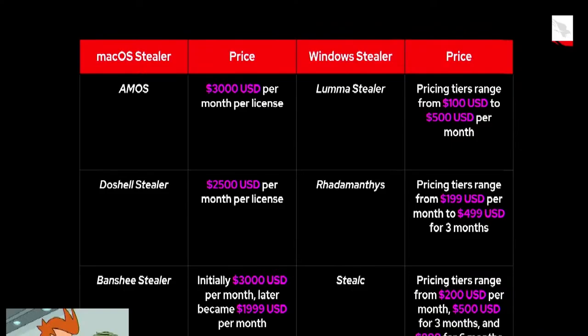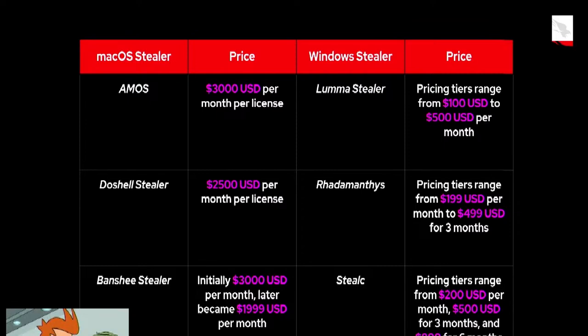So this is a little price breakdown of the popular macOS stealers and popular Windows stealers. You'll see on the macOS side, we've got stealers that are available for a monthly rental ranging anywhere between $2,000 to $3,000 US per month per license. And then on the Windows side, the price is anywhere from $100 to $800 US for any monthly rental range between 1 month and up to 6 months.